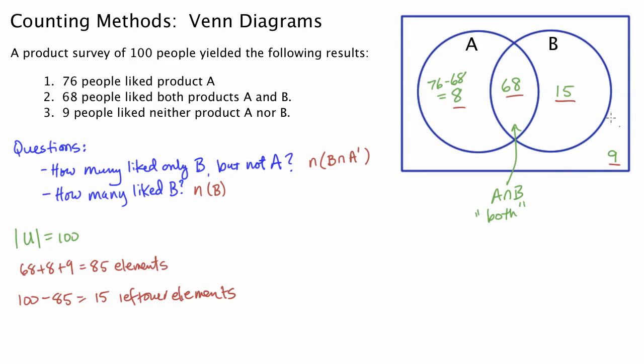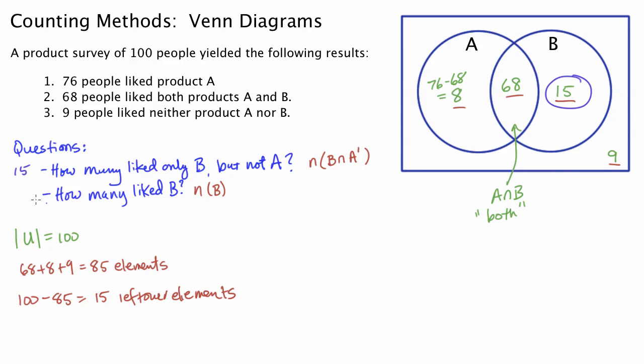and altogether, they should add up to 100, and in fact, they do. 9 and 15 makes 24, 24 and 68 makes 92, 92 and 8 makes 100. So there's 100 total things represented in the Venn diagram. Now, we haven't answered our questions yet, so let's go back to the questions at hand here. The first question asked, how many liked B but not A? Well, B and not A is the 15 here. So the answer to this one is 15.